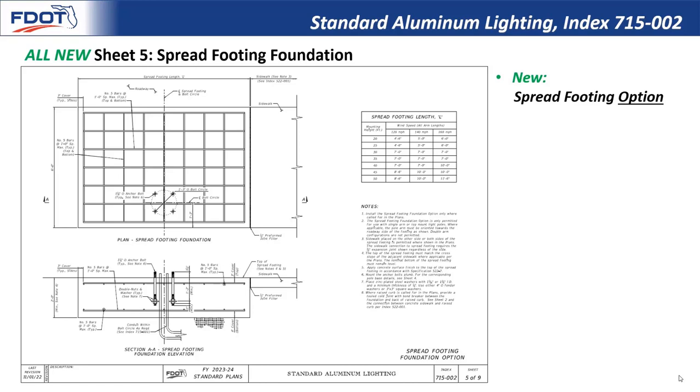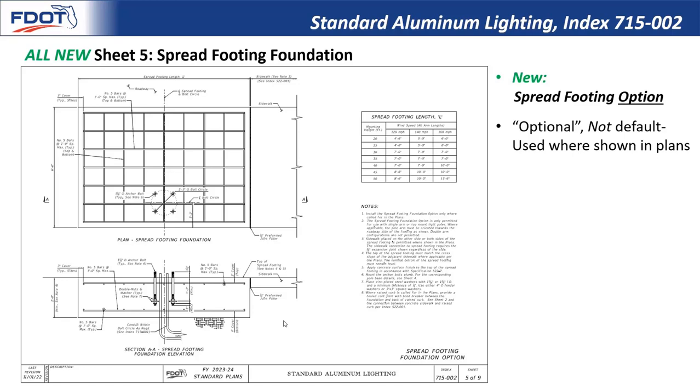So next up, now we're taking a look at standard aluminum lighting, index 715002, sheet 5. And here we have an all-new spread footing option. This was added at the request of the districts and with the help of our structures design office. And so the first thing here to emphasize is that this is a foundation option. So that means it is optional, it is not default, it is used only where it's shown in the plans as decided by the EOR. The default option would be the drilled shaft that has already been in place in standards for previous years.